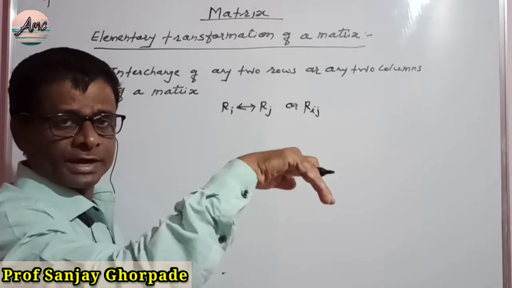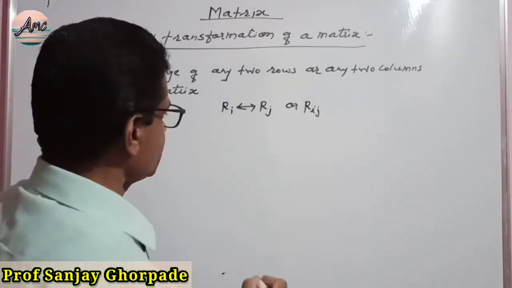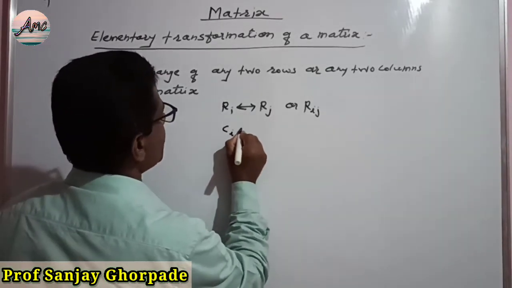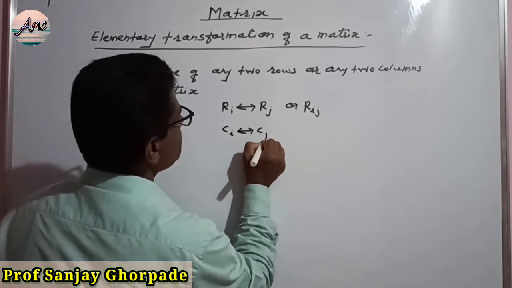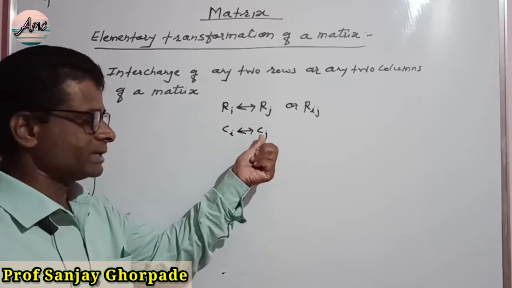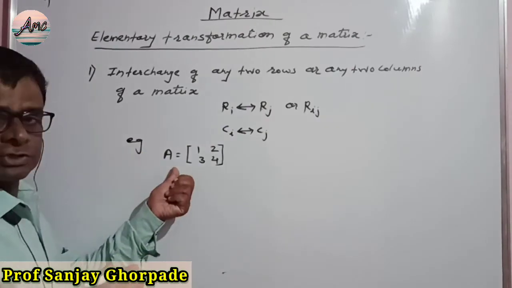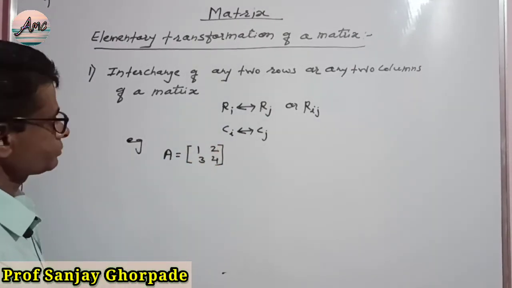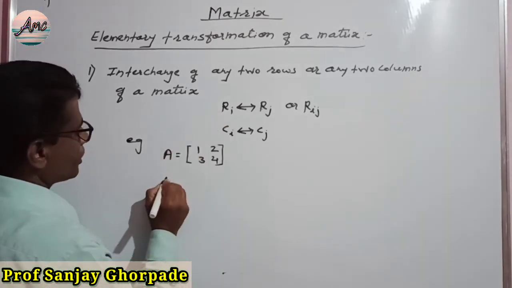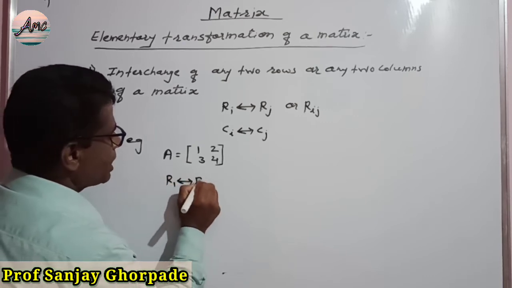Row. If it is in case of columns, if the ith column and jth column of a matrix are interchanged, then its transformation is denoted by Ci double-sided arrow Cj. Means what? Interchanging of the ith column and jth column of a matrix. Take one example. A is a matrix having the elements 1, 2, 3, 4. Let us perform the row operation, say R1 interchange R2.